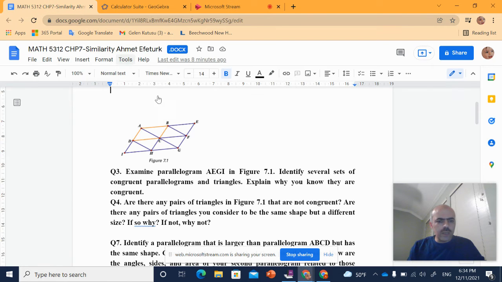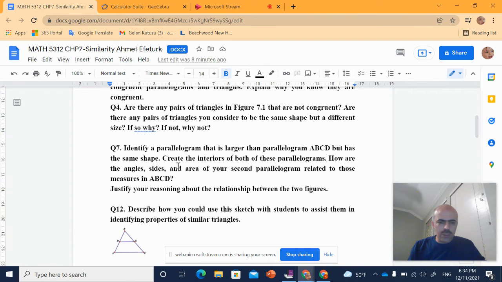So the next question is what? Next question: identify a parallelogram that is larger than parallelogram ABCD but has the same shape. Compare the interiors of both of these parallelograms. How are the angles, size, and the area of your second parallelogram?